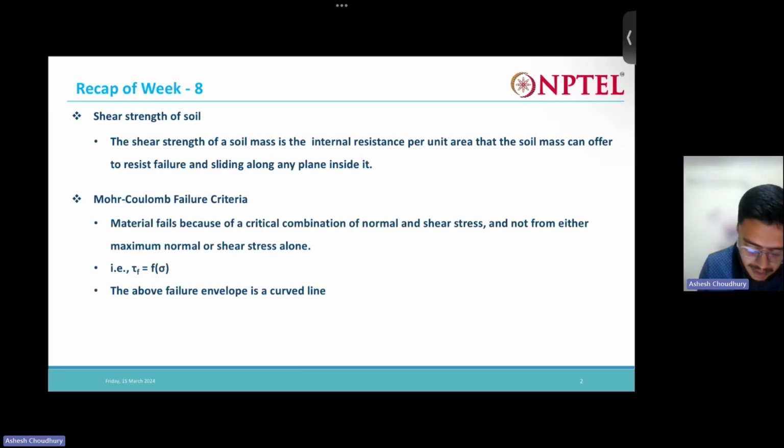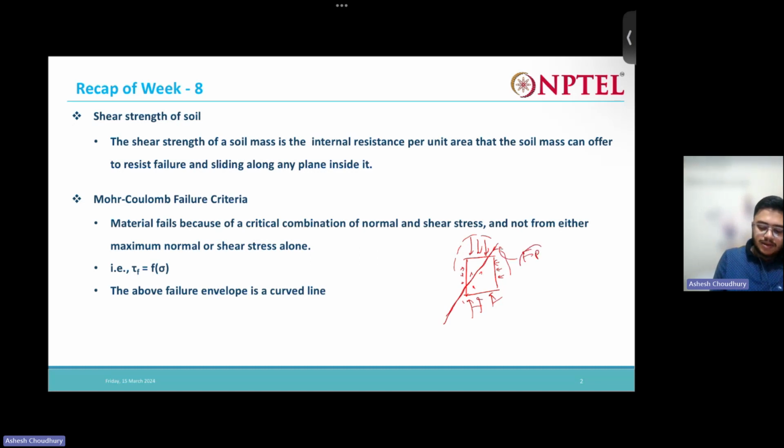So here, say you have a soil mass, and you are applying some load on that soil mass. The failure in this soil mass will happen along a particular plane. Say this is going to be the failure plane. Now which is going to be this failure plane?